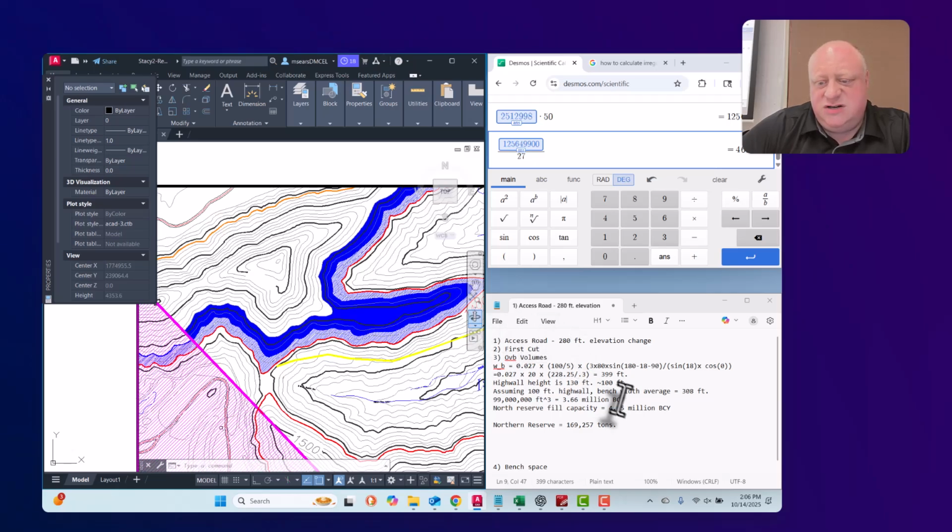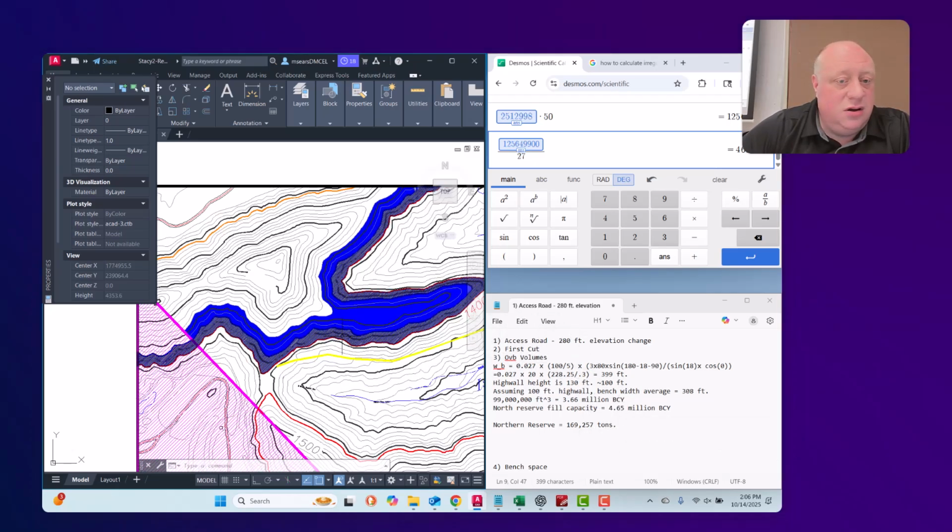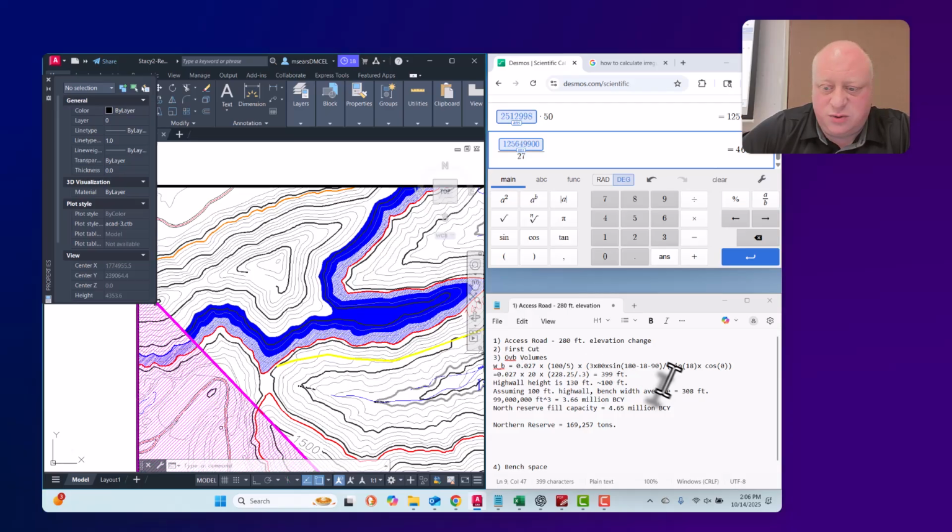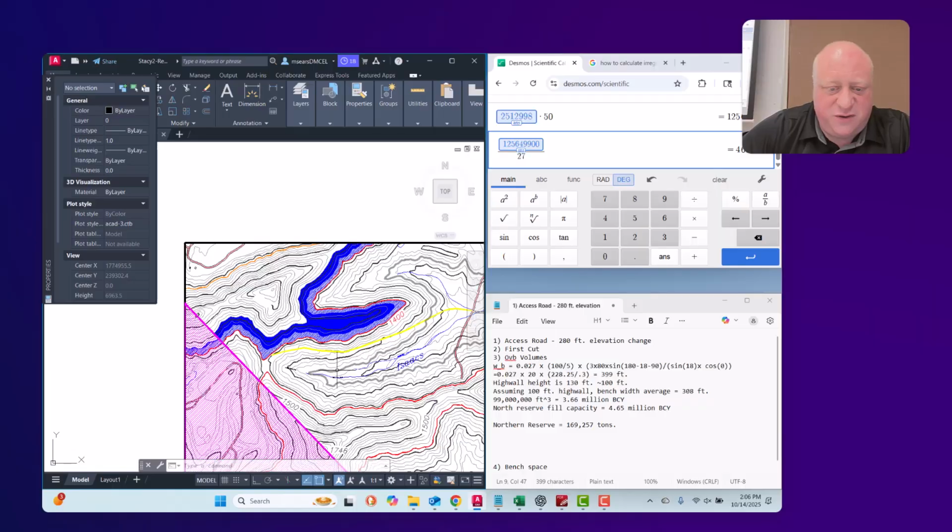We know how much fill capacity we have, and we have an excess of about 1 million yards, excess storage. Now these are bank cubic yards again. Remember that we'll be refilling them with loose yards, so we'll have to take into account the swell factor. But so far so good with this, right?